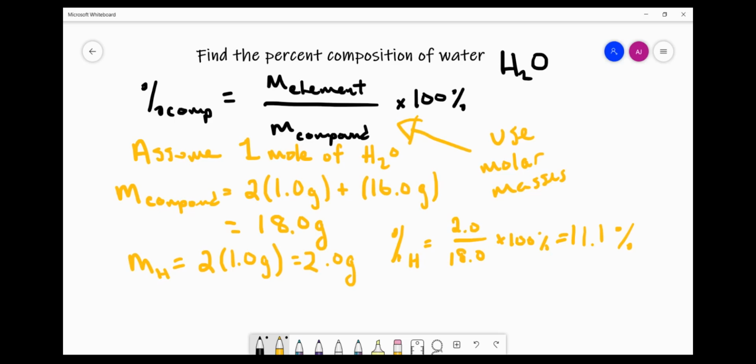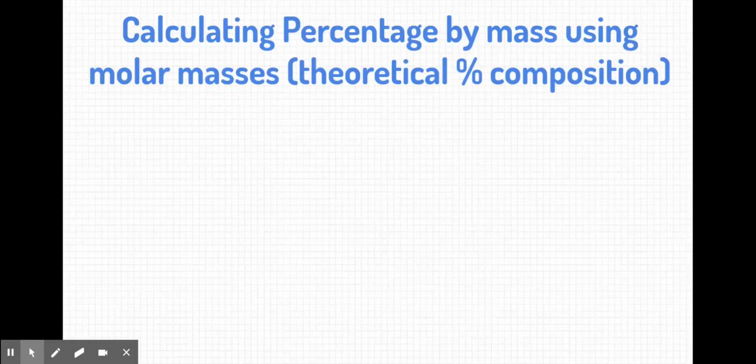Now let's find the percent of oxygen. Now here's a shortcut. There are only 2 elements in this compound. Those 2 elements make up 100% of the mass. So if hydrogen makes up 11.1%, then oxygen must make up the rest, 88.9%. So we've now found the percent composition of water. 11.1% by mass is hydrogen, 88.9% by mass is oxygen.